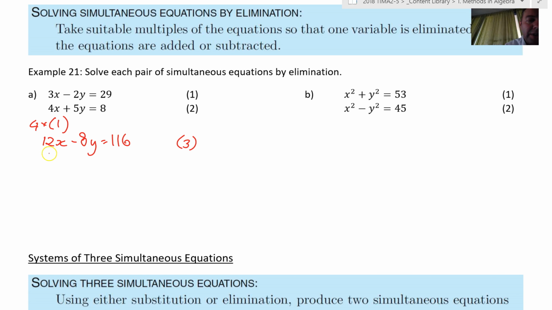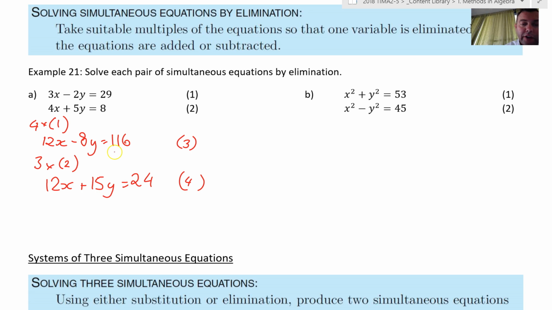Next one, I'm going to do 3 lots of equation 2, and that gives me 12x plus 15y equals 24. Okay, you can see we've got 12x in both of them now. Why did I choose those numbers? Well, lowest common multiple, I guess, that kind of thing. We could do it with the 2 and the 5, that would work as well. But we've decided to go this way.